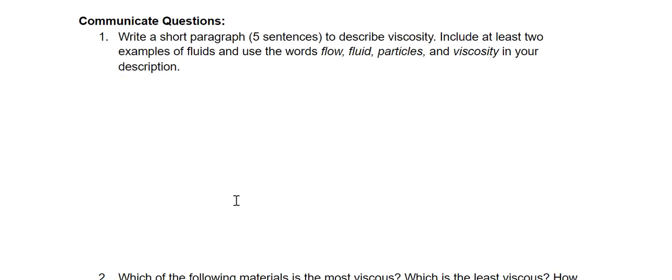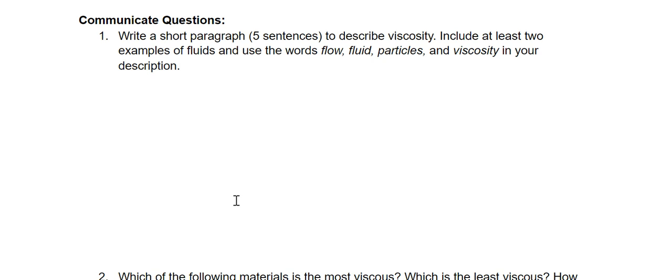So we have a couple of questions here that I would like you to answer. The first question is to write a short paragraph, so you need 5 sentences, to describe viscosity. You need to include at least 2 examples of fluids, so give me 2 things that are a fluid. And your description should use the words flow, fluid, particles, and viscosity. So it needs to include those 4 words.